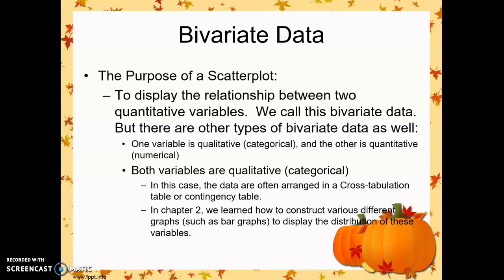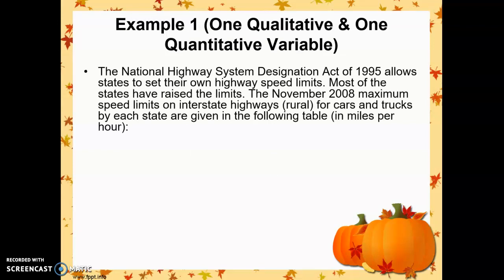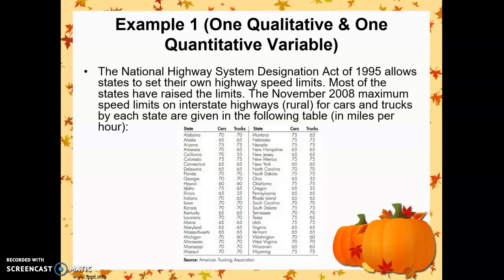Okay? So we're going to be looking at these contingency tables, which is really just a fancy name for a table where you've got values of variables displayed. And we're going to be calculating some percentages and making some graphs from those percentages. So let's say, for instance, that the National Highway System Designation Act of 1995 allows states to set their own highway speed limits. Most of the states have raised the limits.